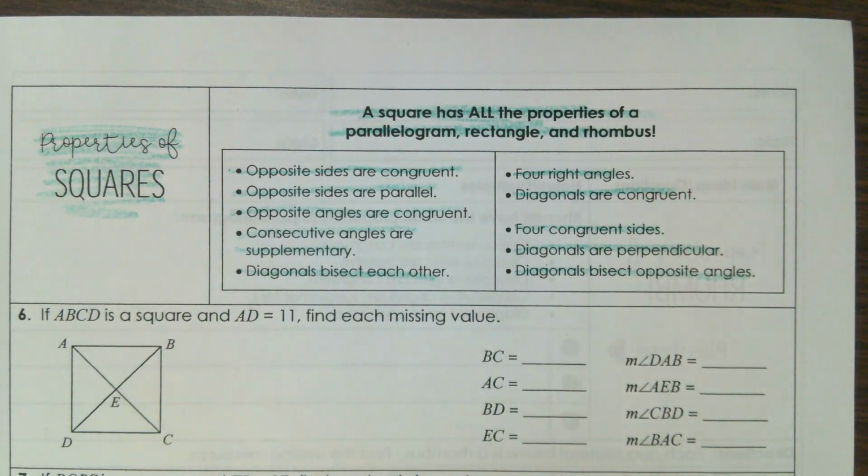Our next quadrilateral that we are looking at are squares. The properties of squares include all the properties of parallelograms, rectangles, and rhombi. So everything that we have been applying so far is all true for a square, which is, I think, kind of cool.